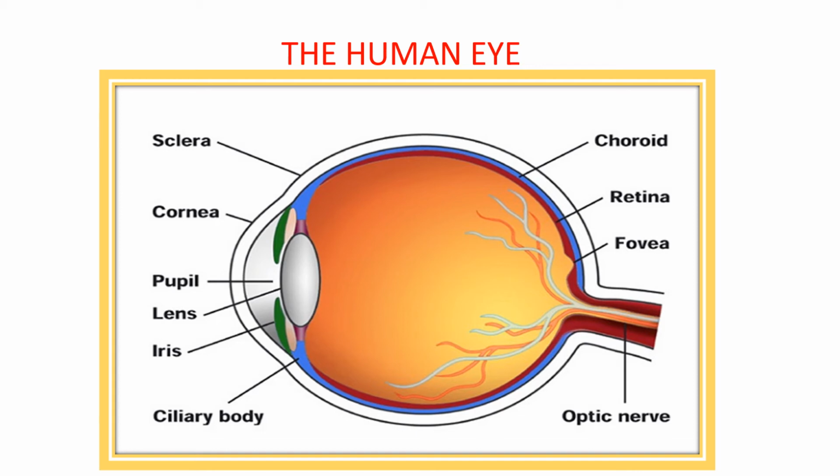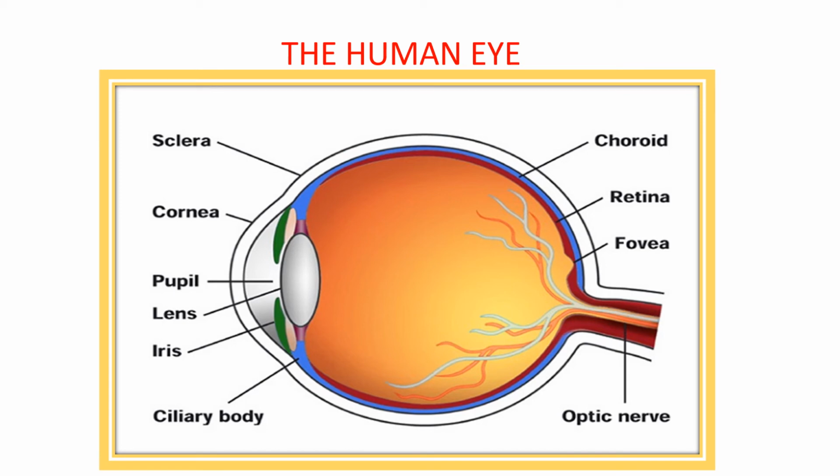Retina. It is the innermost delicate membrane having a large number of nerve cells called rods and cones. It acts like a screen for the image to be formed. The cones are sensitive to color, while the rods are sensitive to the intensity of light.